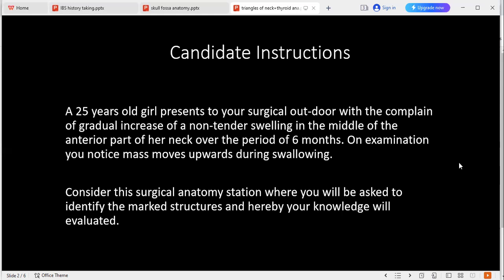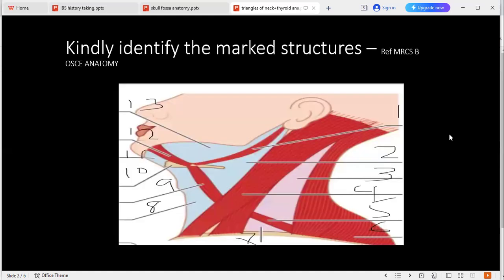Right. So if you've read and understood this surgical anatomy station, kindly tell me what exactly you are looking at. Okay, ma'am, this is an image of a lateral view of the neck, which has been divided into 13 parts and shows different triangles. If I ask you how many triangles there are in the neck region, we have two major triangles, anterior and posterior.